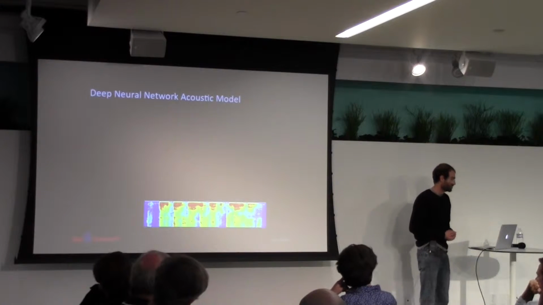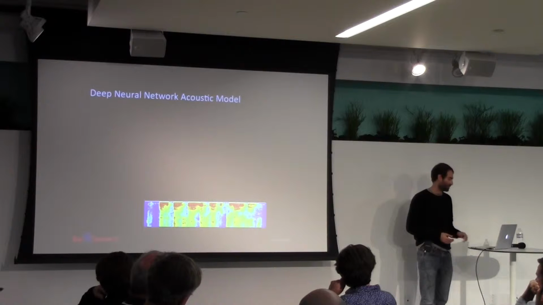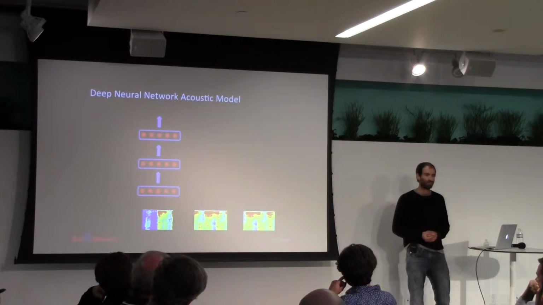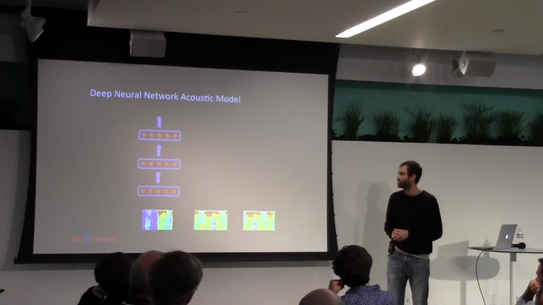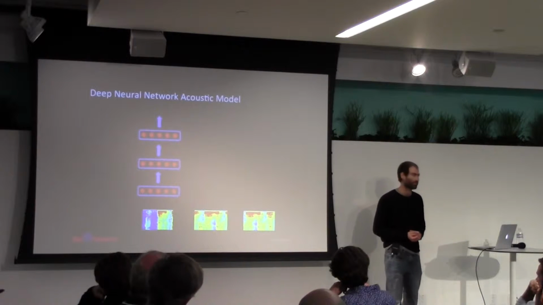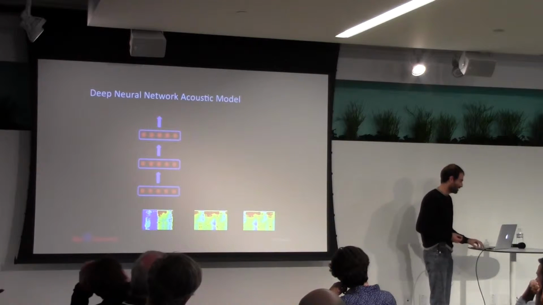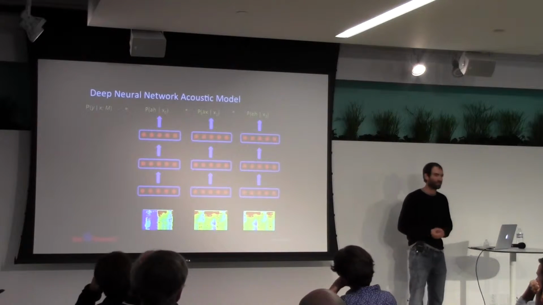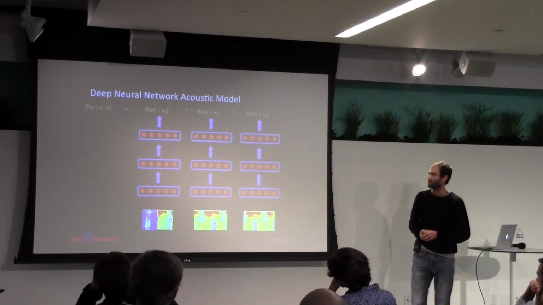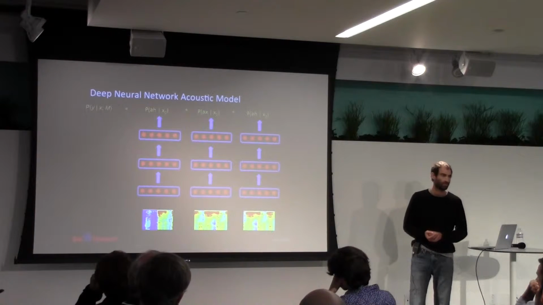We take the spectrogram and we chop it up into, say, 20 millisecond bins. And on top of each one of these bins, we plop a deep neural network. And like I said, the job of the deep neural network is to predict what phoneme might be present in that small snippet of audio.